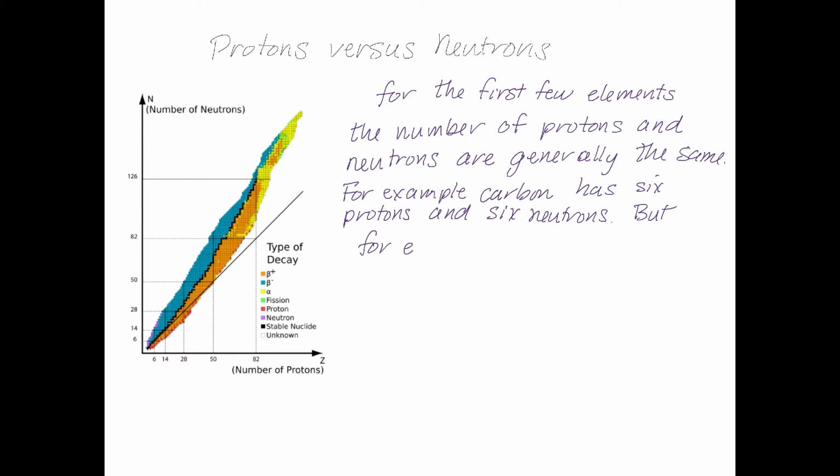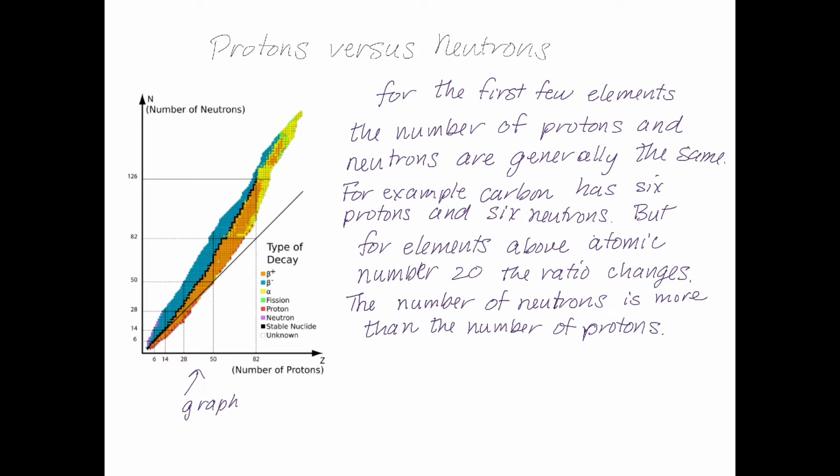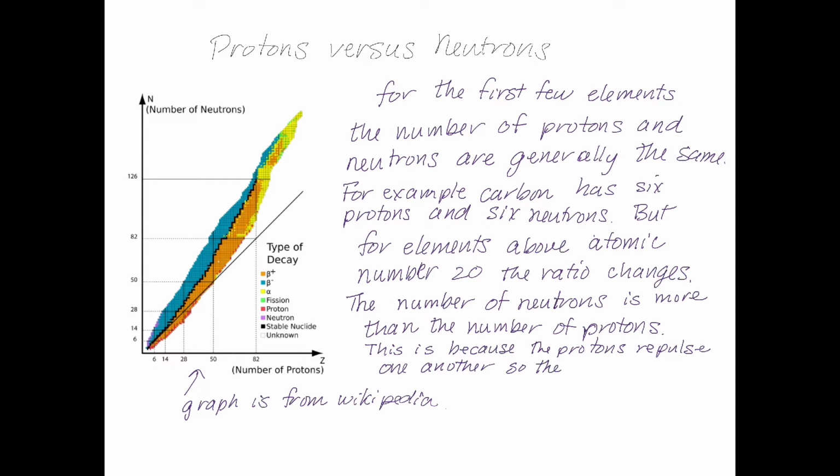But for elements above atomic number 20, or 20 protons, the ratio starts to change, and you can see that in the graph. The number of neutrons is more than the number of protons. And I'm just going to cite our graph here is from Wikipedia. This is because the protons repulse one another and need something in there to kind of buffer them, and that's what the neutrons do. So more protons equals more repulsion, needs more neutrons.